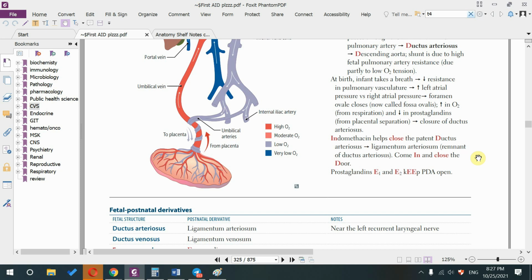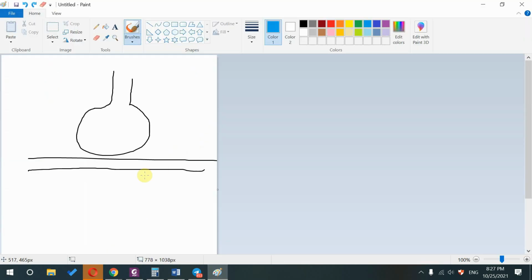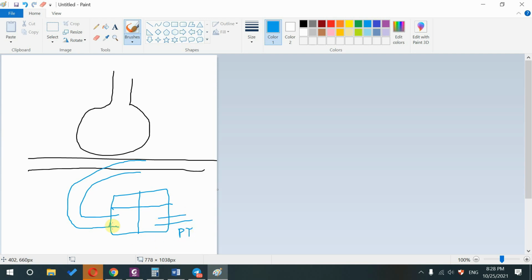Let's imagine that I want to keep it open. Two questions: why would I like to keep it open and how would I keep it open. So why would I like to keep it open? Let's imagine that someone, this is a different picture in blue, look down here, has a transposition of the great vessels. Okay, guys? So he has the aorta going from his right heart, and he has the pulmonary artery going out from his left heart, which is abnormal. Yeah? This is the aorta.